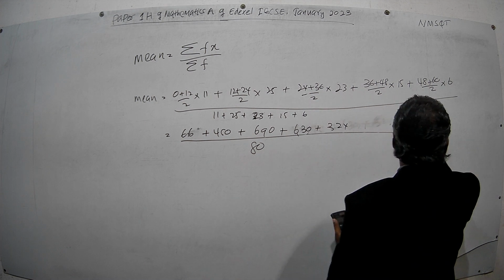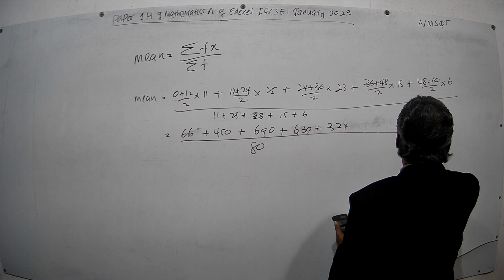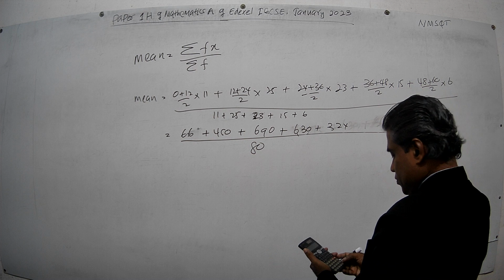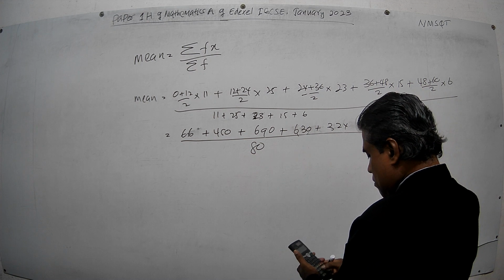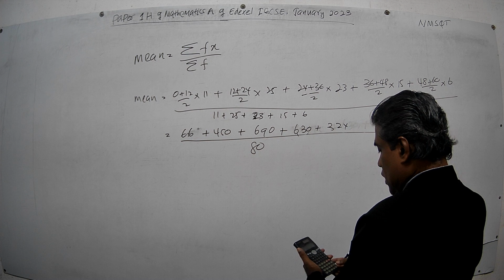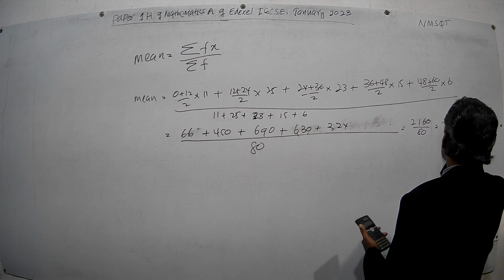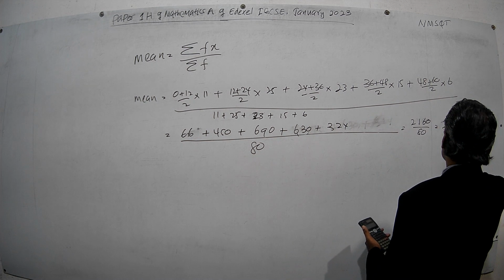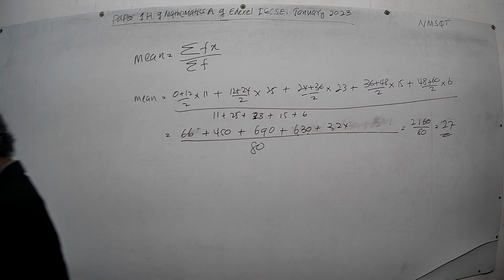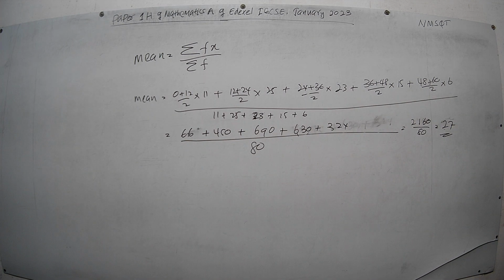2160. That is divided by 80. Right, divided by 80 will give you 27. 27 will be the mean. Okay. Now we are going to the next question.